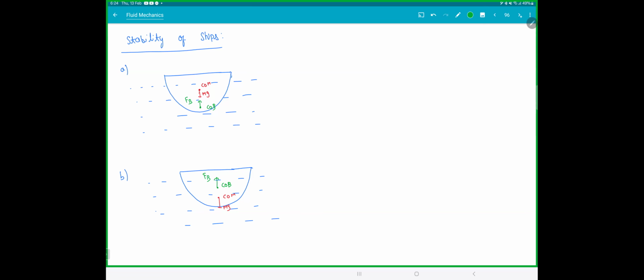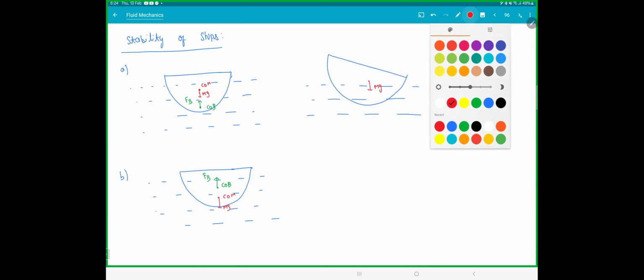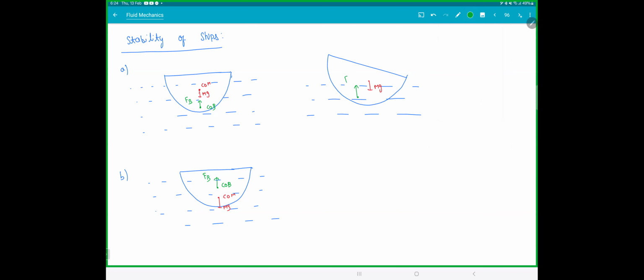Now see what happens. Let's say a big wave comes and hits the ship, so this ship tilts a bit. Your mg will be somewhere here. Your buoyant force will be somewhere here. Now you tell me, how is the torque? The system is trying to rotate this way, right? So the ship's torque will also be this way. Now you see, the ship tilted towards the right and the torque is also towards the right.